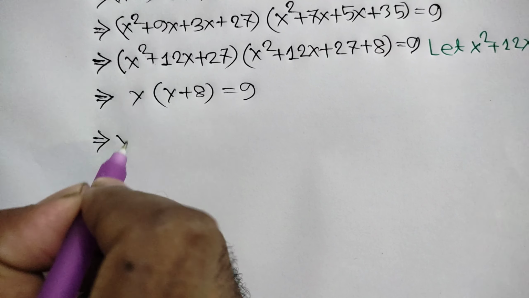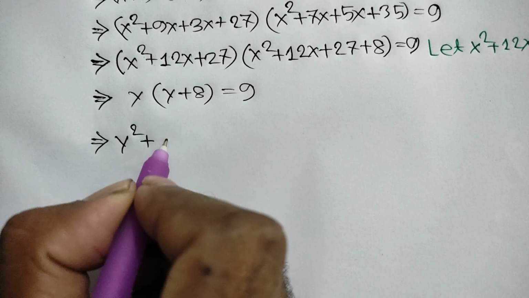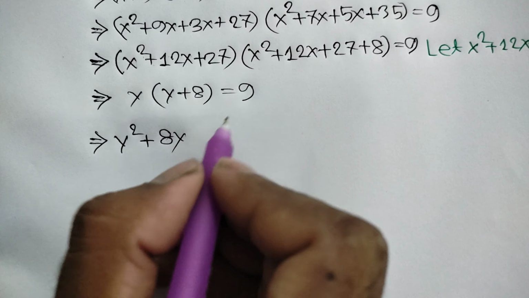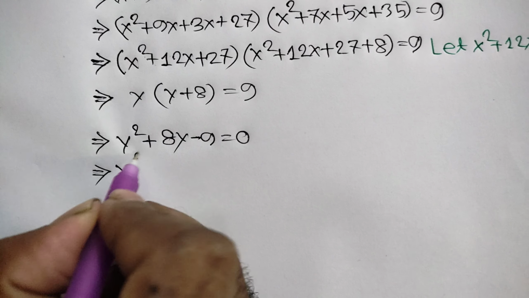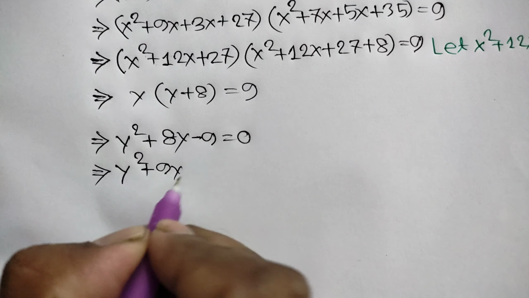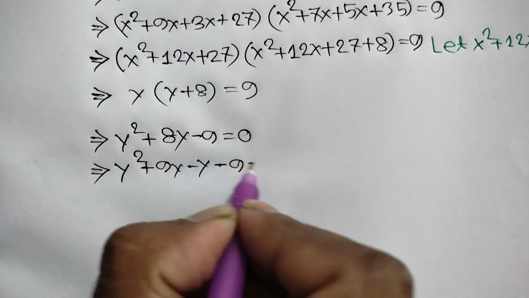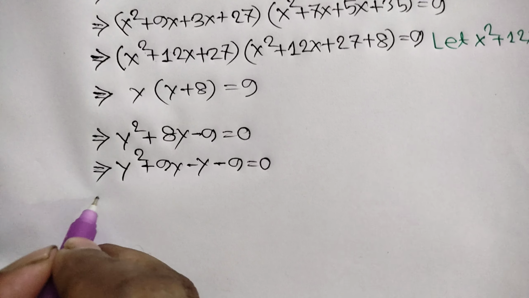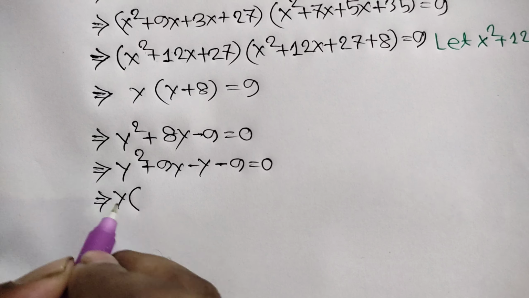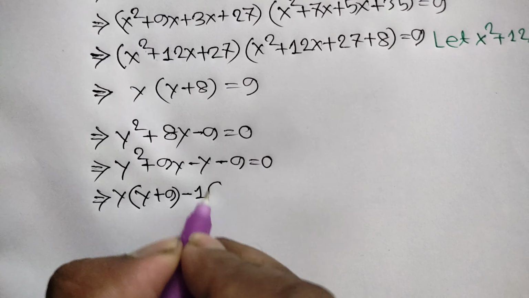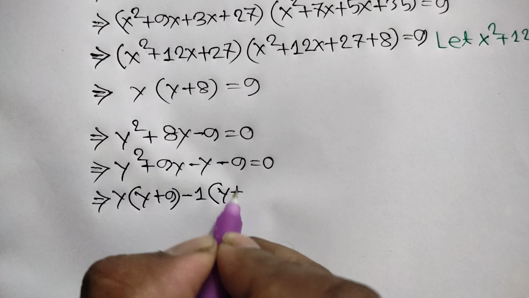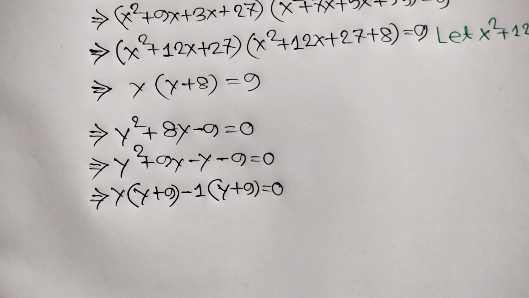Or y times y is y square, plus 8 times y is 8y, and taking this 9 to the left side we will get minus 9 is equal to 0. Now here we can use the middle term breaking rule, so we can write y square plus 9y minus y minus 9 is equal to 0. Now taking common y from the first two terms we get y times (y plus 9), and taking out negative 1 from the last two terms we get negative 1 times (y plus 9) is equal to 0.